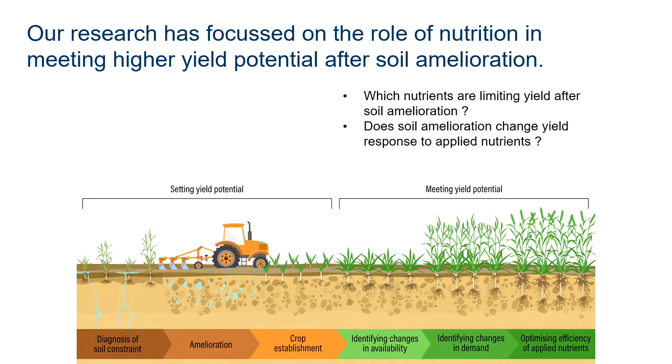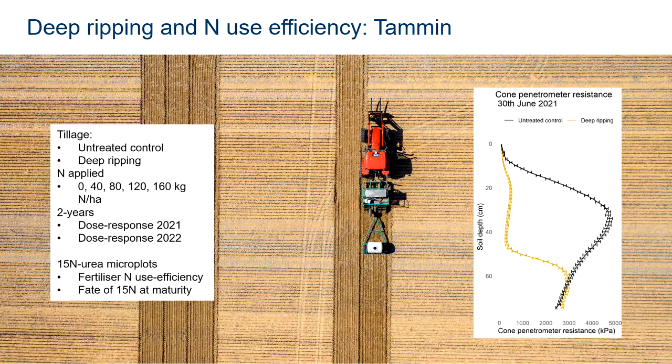But the driver for this project was really around, is there more yield to be made up by doing something different with nutrition? There are a few components to that. The first is identifying changes in soil nutrient availability, identifying changes in demand, and then finally optimising the efficiency of applied nutrients. I'm going to focus on the last two components in the presentation today. What I'll do is step through a few of our field experiments as case studies.